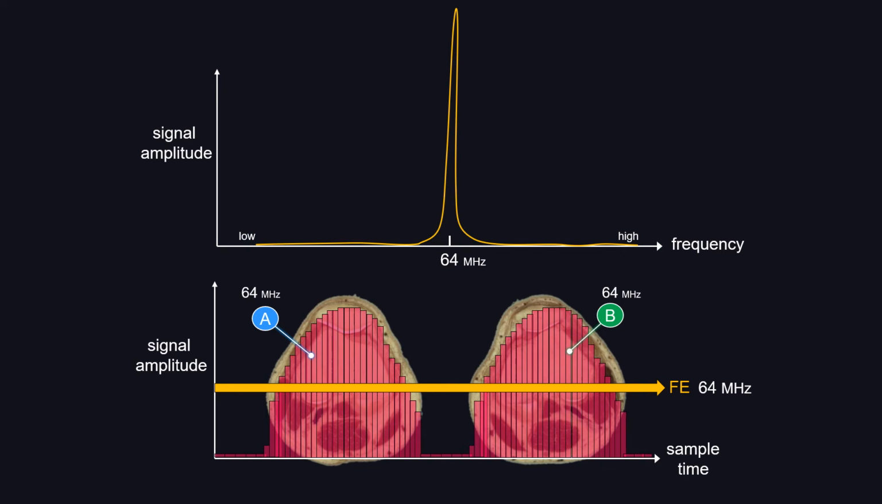If you pick graph B, you are correct. Does that make sense? Remember, all the protons in this cross-section are precessing at the same frequency. There's no gradient, so everybody is precessing at 64 megahertz. Therefore, all the signal that's going to show up is at 64 megahertz.